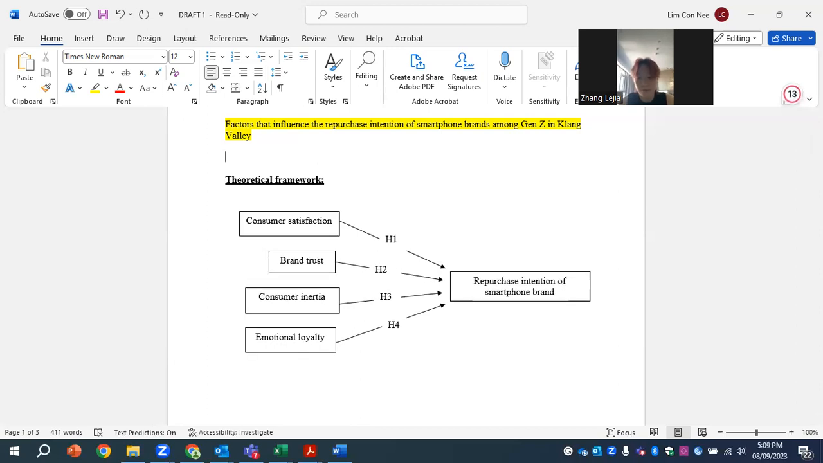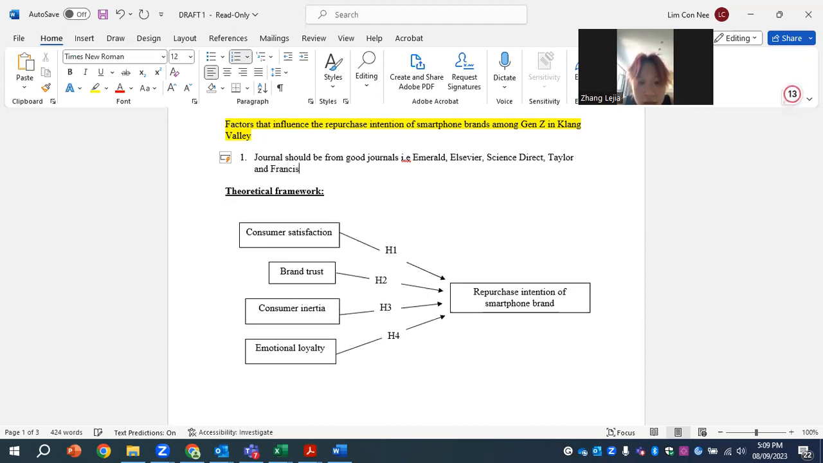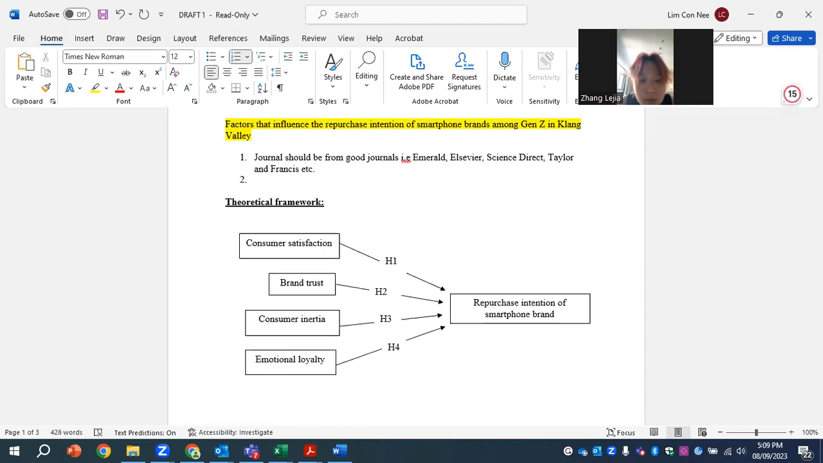And your journals, number one, should be from good journals. Good journals are maybe Emerald. Have you heard of Emerald? Emerald, Elsevier, it could be Science Direct as well. It could be Taylor and Francis as well. So these are good journals, yeah. Should be from good journals.